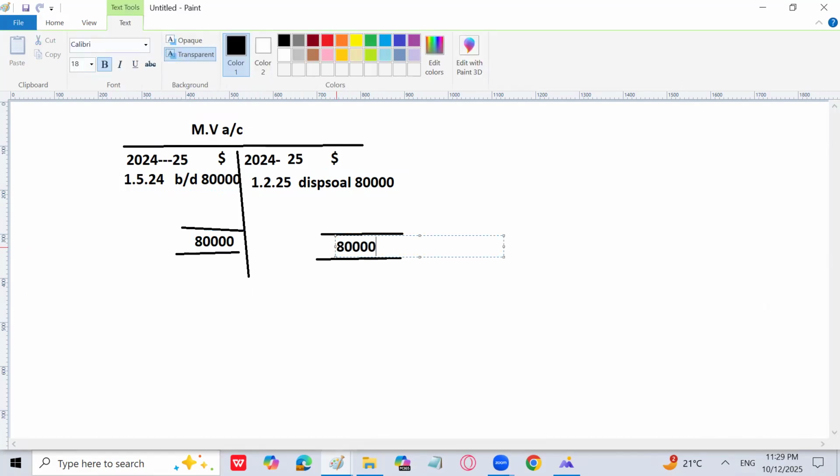So it is debited with the cost of the asset purchased, and it is credited with the cost of the asset sold, as we are preparing it for 24 to 25. So we have already got the asset account brought down available on 1/5/24.